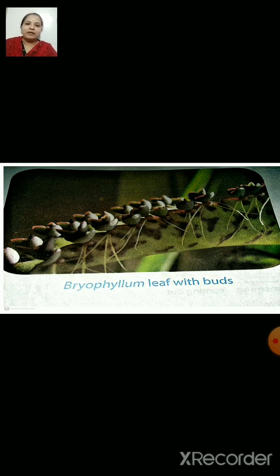In this way, we saw that most of the plants grow from the seeds. But few plants, how do they grow? They also grow from the leaf, stem and root.